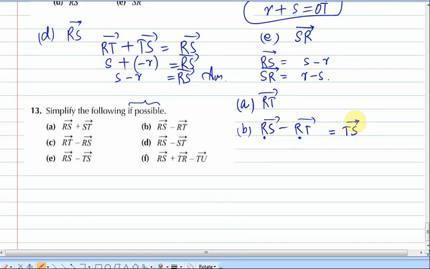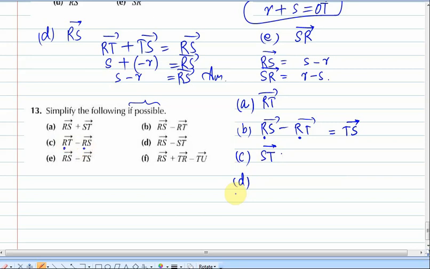Alright? Moving on to the next part, part C. You need to attempt it by yourself. 20 seconds, start. So RT minus RS, first letter of both the vectors are same, they are subtracting, the resultant will be negative order, it will be ST.